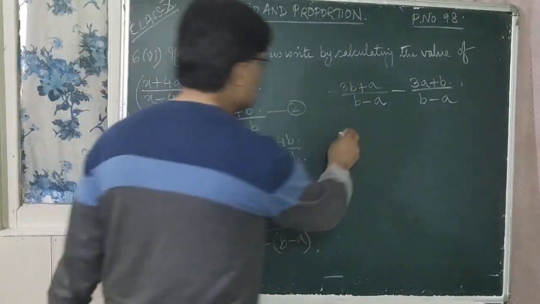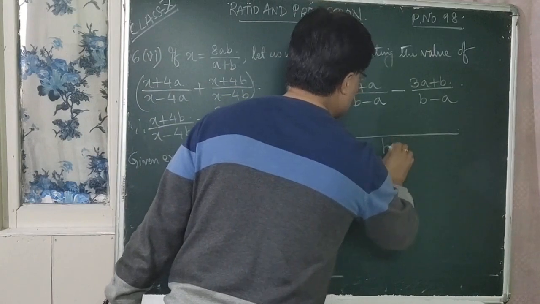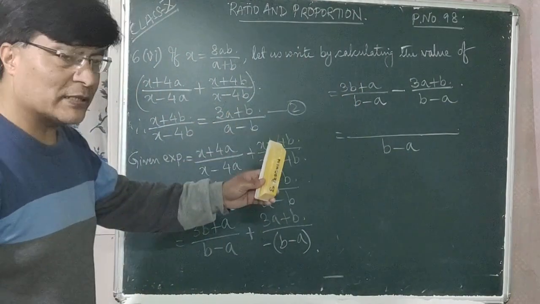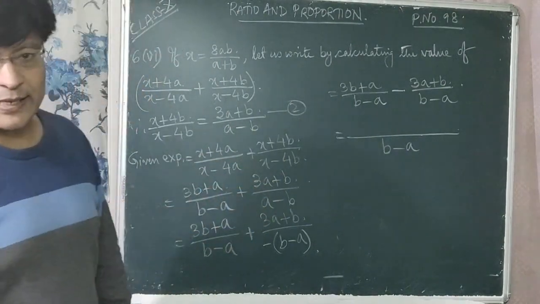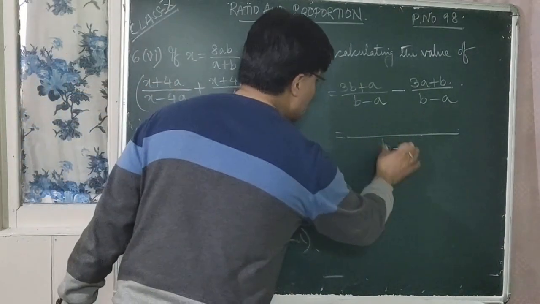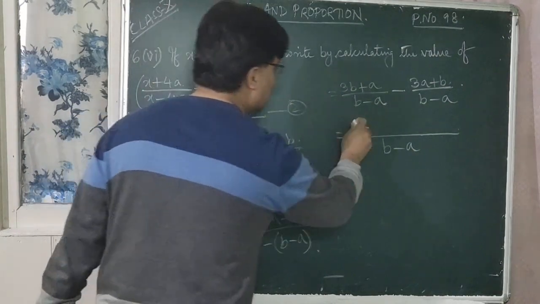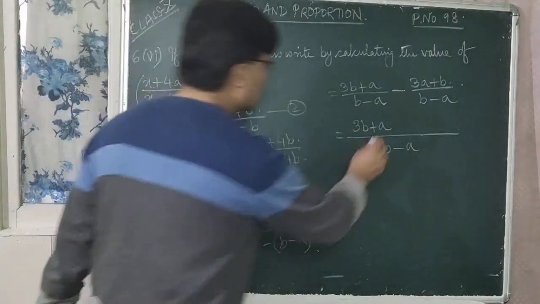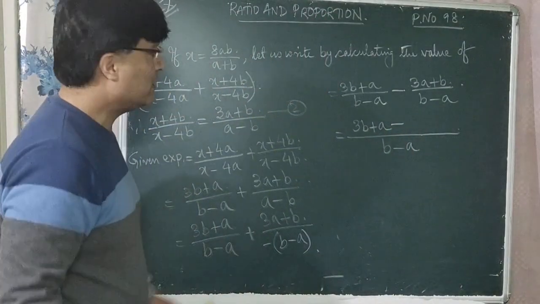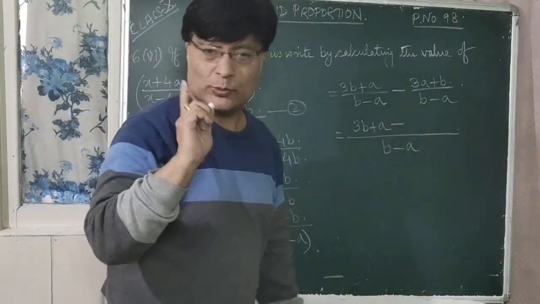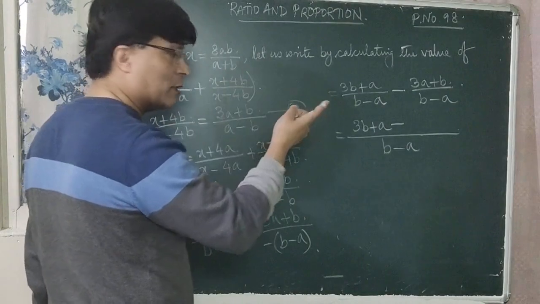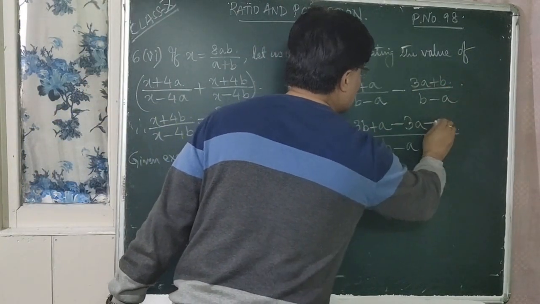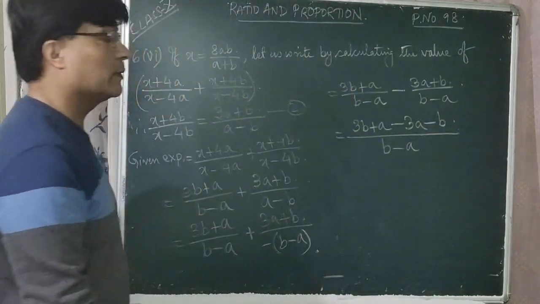So let us take the LCM now. What's the LCM here? It is b − a. So b − a and b − a, what is their LCM? It is b − a. Now this LCM is divided by b − a, that is 1 into (3b + a), that is 3b + a, right? Then comes the minus sign here. Again this LCM is divided by b − a, that is 1 into (3a + b), but because of this minus sign it becomes 3a, minus into plus minus b.